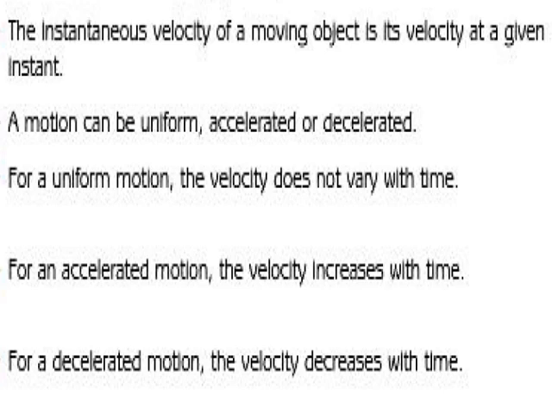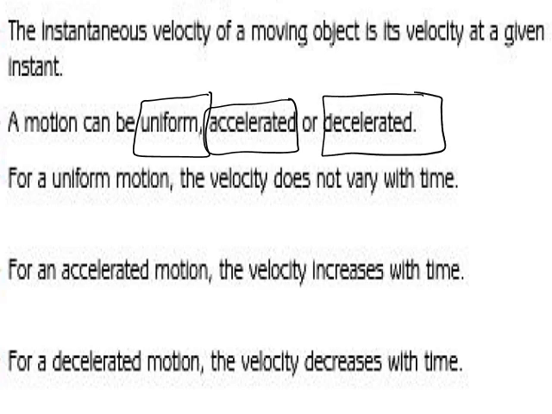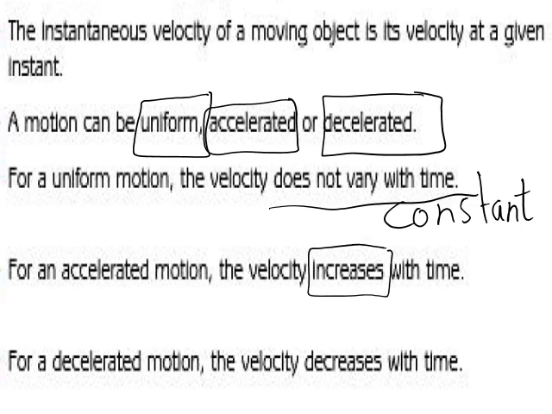We have three types of motion. Either it can be uniform, where the speed or velocity is constant, accelerated motion, where the speed or the velocity is increasing, or decelerated, where it is decreasing. For a uniform motion, as I said, the velocity does not vary with time, meaning that it is constant. While regarding accelerated motion, the velocity increases with time. For decelerated motion, the velocity decreases with time.